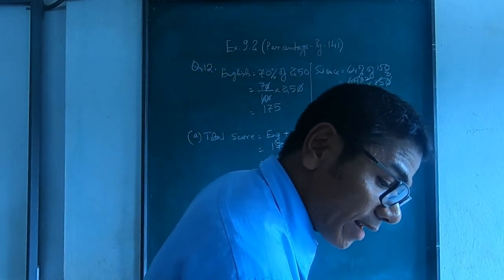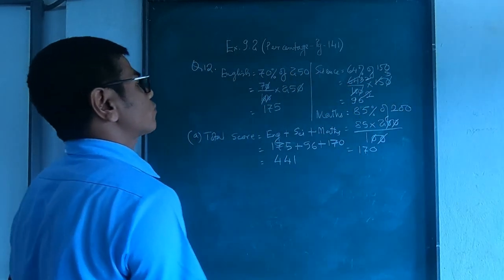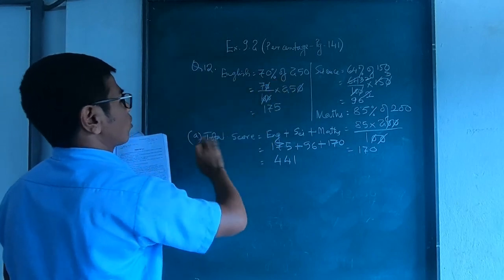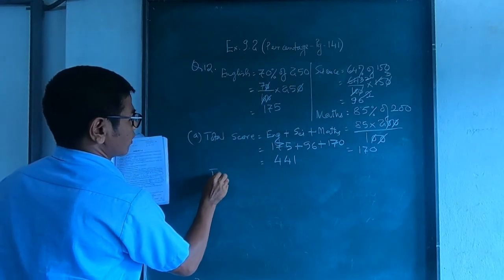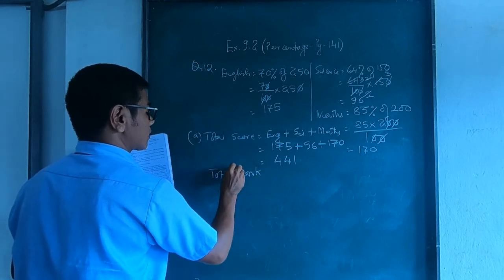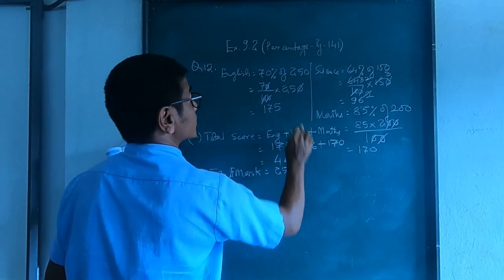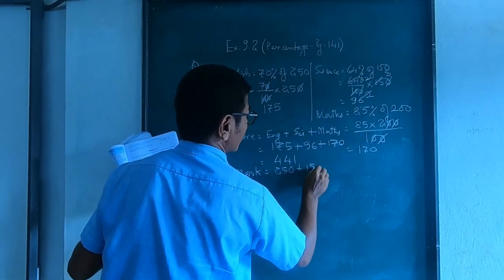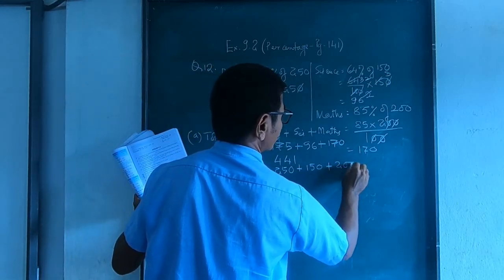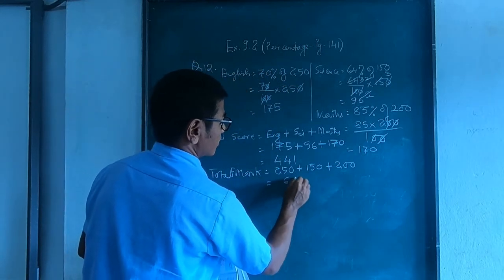Now find the total percentage of marks. In order to find the total percentage, we have to know the total marks of all the subjects. So total marks, total marks means full marks, is 250 plus 150 plus 200, right? So I think it's 600. Check.